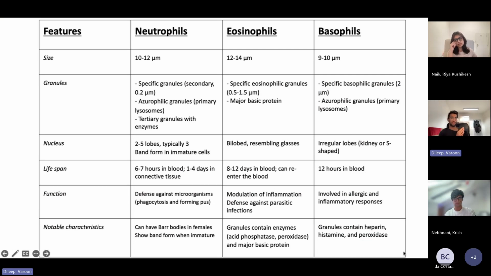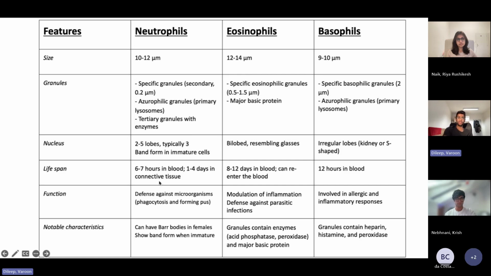So as we talked about the granules, in neutrophils you have specific granules and eosinophilic granules which are involved in primary response. Then we have eosinophils, they have specific eosinophilic granules and another component called major basic protein. And basophils have specific basophilic granules as well as eosinophilic granules similar to the neutrophils. When we talk about the difference in the nucleus, neutrophils have a highly segmented nucleus. That's why they have 2 to 5 lobes. Eosinophils are bilobed, 2 segments. And basophils are irregular shaped.